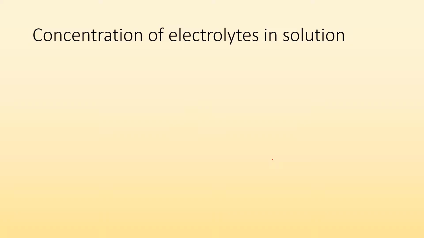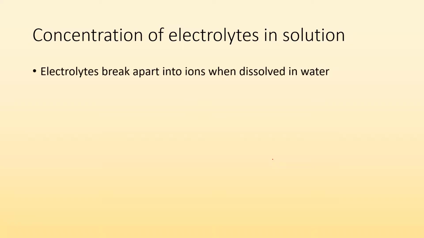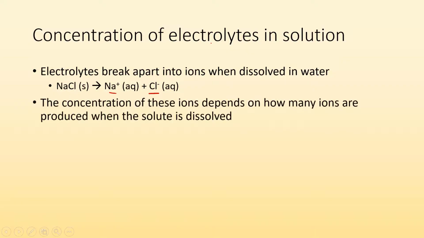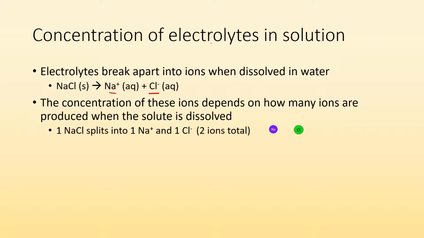All right, what about the concentration of electrolytes in solution? What do I mean? Well, electrolytes break apart into different ions when you dissolve them in water. For example, sodium chloride breaks up into sodium ion and the chloride ion. Right, so it starts off as one compound, but when you dissolve it, it splits apart. Now, the concentration of these ions depends on how many ions are produced when you dissolve that solute. So, for example, one single NaCl is going to split up into one Na plus and one Cl minus.